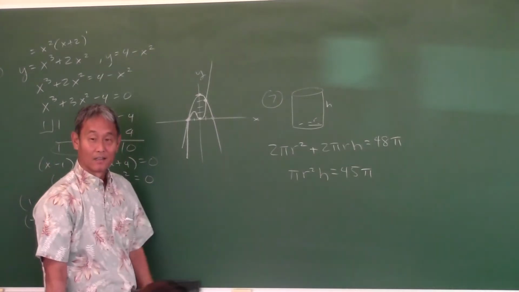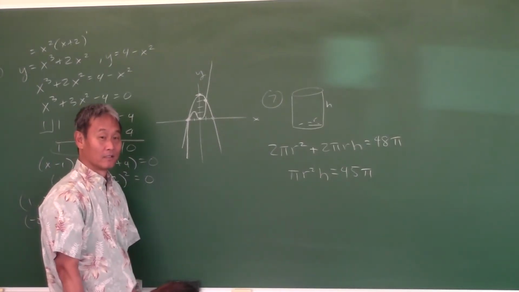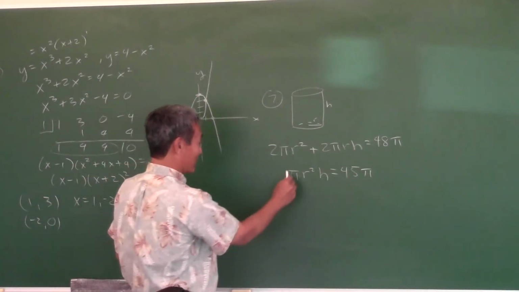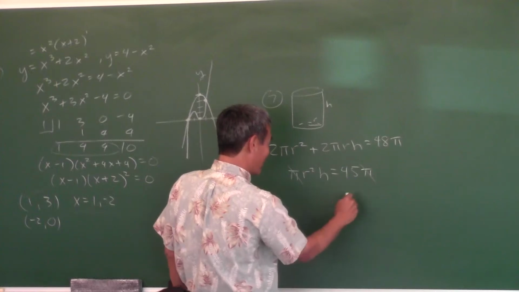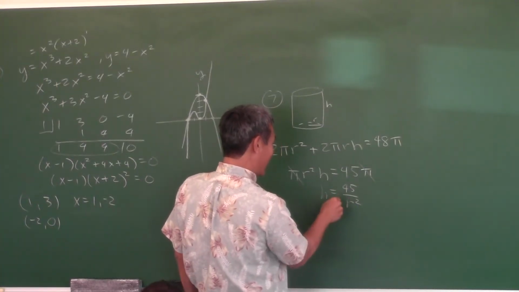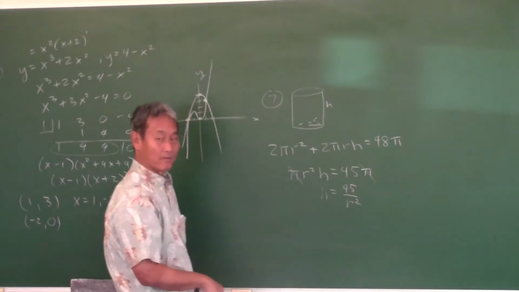Look at it. Did you guys do it? Which variable is easy to solve for? Isn't it h in this equation here? Because look, cancel the pi's, divide by r squared. h equals 45 over r squared. Take this and plug it into the other equation, substitution.